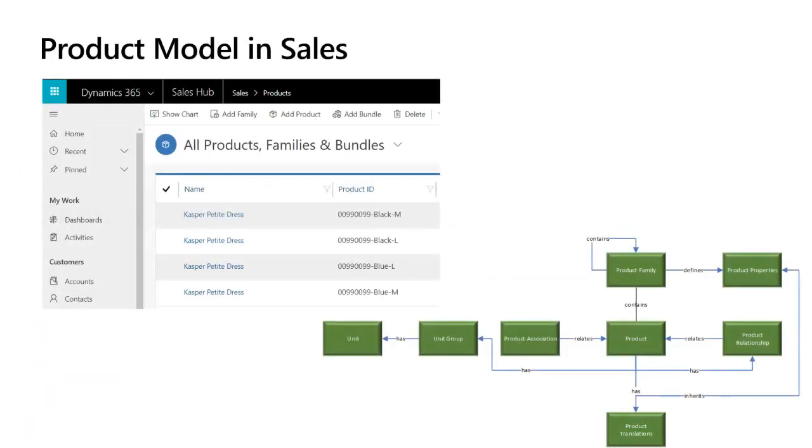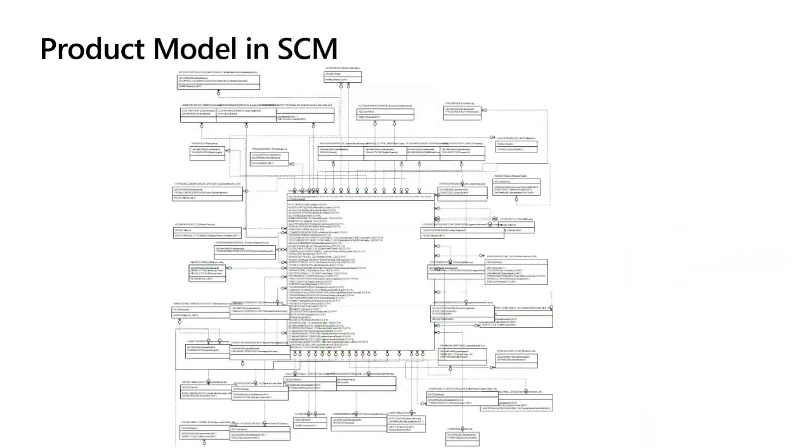From a product maintenance perspective, this is a view of the product model in sales. It's relatively simple, and that's because it's focusing on what it needs to do from a sales perspective. As we get into finance and operations, or the supply chain management capability, we see a lot of complexity introduced. Now, if you can't read this, that's okay. I'm making a point here, in that from a product maintenance and modeling perspective in the supply chain management solution, there is a lot of complexity, a lot of tables, a lot of relationships.